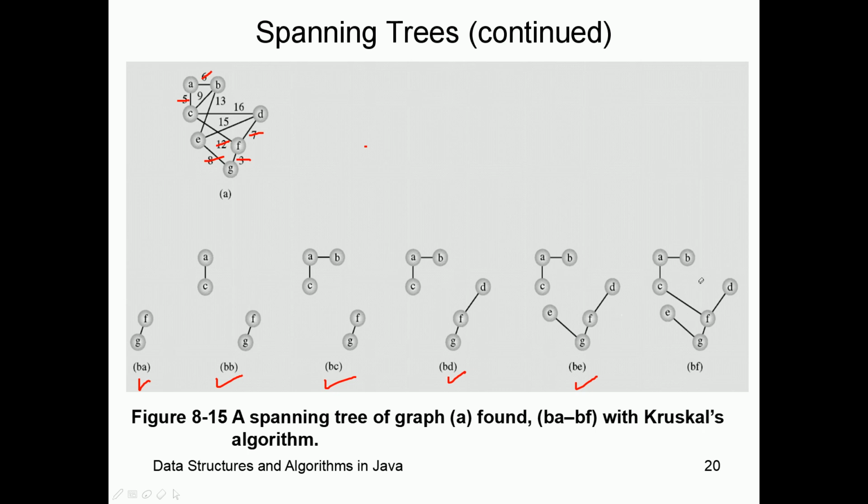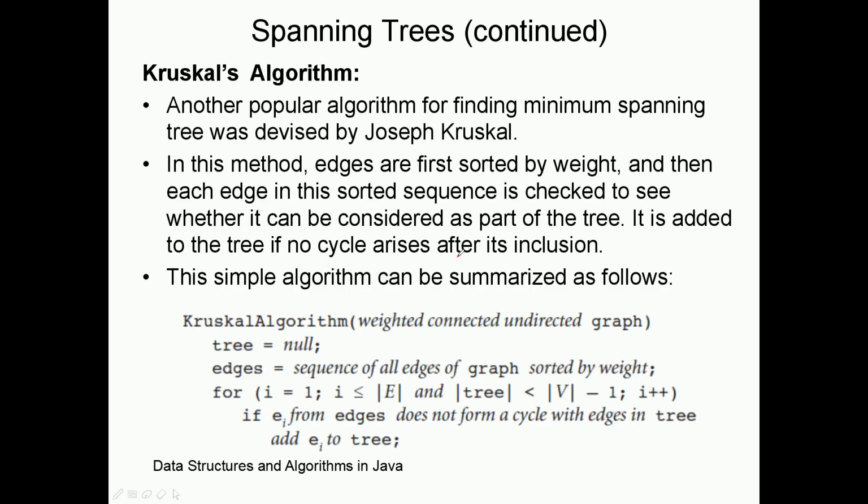We know exactly how many edges we need. When we have this graph, counting the vertices gives us how many edges we need to find in our spanning tree. Now, how many do we have? 1, 2, 3, 4, 5, 6, 7. That means I have 6 edges. And once I have those 6 edges, I just stop. So that's how we build the spanning tree using the Kruskal algorithm.